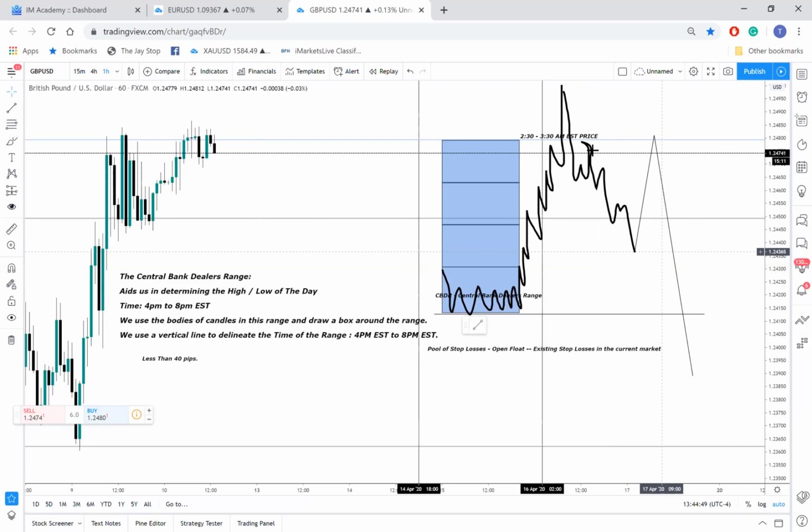There'll be some presence of an imbalance here, and that's where you want to look at your orders. So notice from right here to here, there's probably an imbalance in price, something like this. And that's where you want to be looking and stopping your shorts.